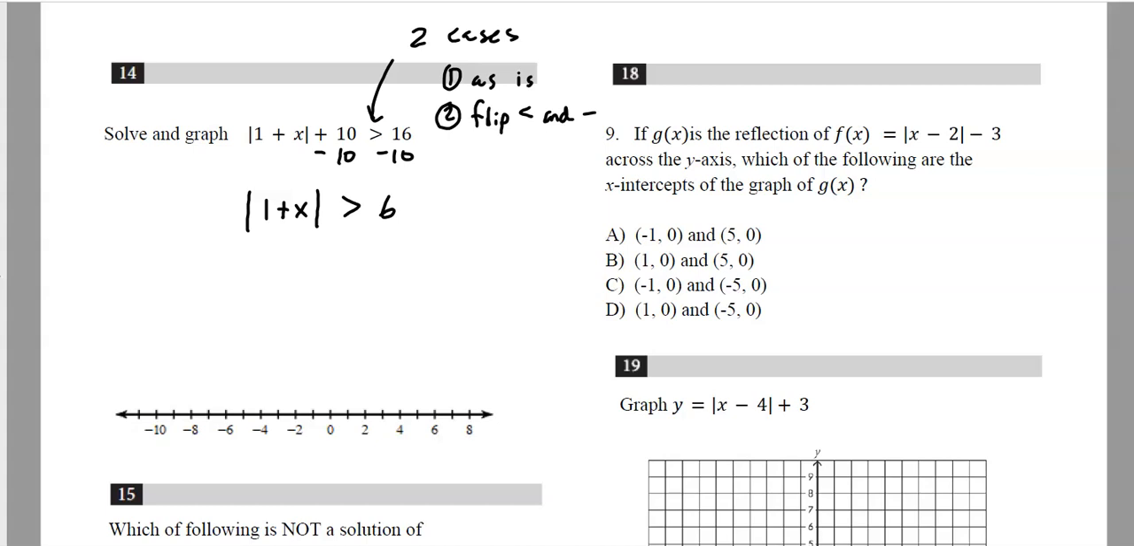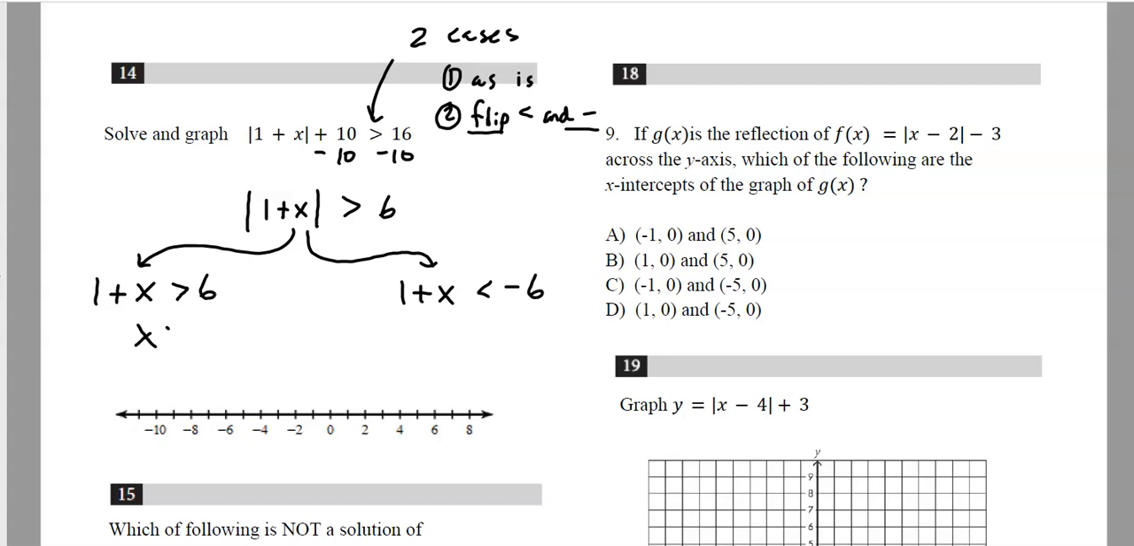All right. Now I go into my two cases. Case number 1, as is, 1 plus x is greater than 6. Case number 2 is 1 plus x. And now is where I got to flip it and I got to change the sign. So I'm going to flip it and then I got to look at the negative version. So similar to equals, but not quite. -1 from both sides, I get x has got to be greater than 5. Over here, when I -1, -1, I'm going to get x is less than -7.